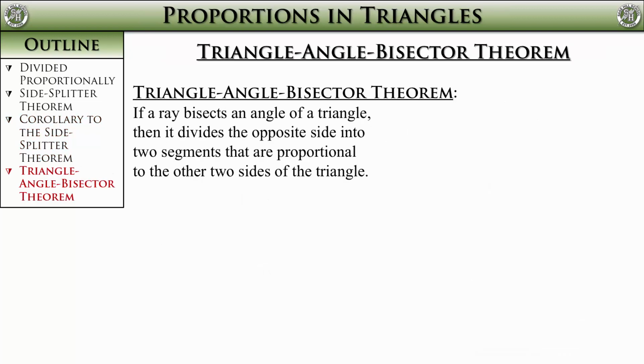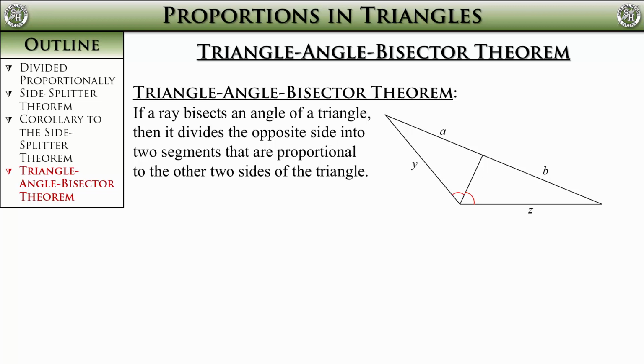And lastly, we get to the last theorem, which is a little awkward to say, the triangle-angle-bisector theorem. If a ray bisects an angle of the triangle, then it divides the opposite side into two segments that are proportional to the other two sides of the triangle. Here is a triangle. This theorem needs one of the angles bisected, so let's do that. The angle bisector cuts the opposite side into these two pieces. Those two pieces are divided proportionally with the other two sides of the triangle.